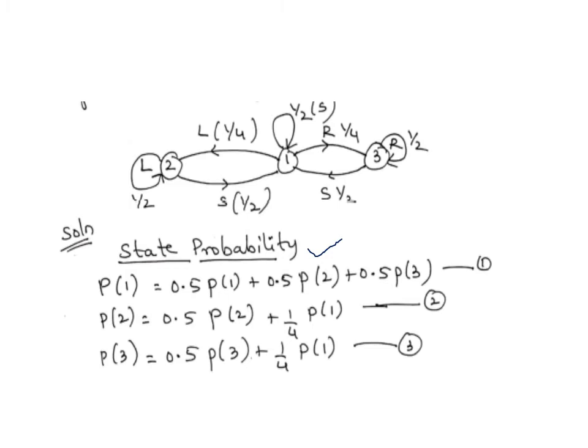So at node 1 the incoming probabilities are 1 by 2, one more is 1 by 2, and one more is 1 by 2 again. This 1 by 2 is from node 1 itself, this 1 by 2 is coming from node 2, and this 1 by 2 is the incoming probability from node 3. So the equation is P of 1 equals 0.5 P of 1 plus 0.5 P of 2 plus 0.5 P of 3.